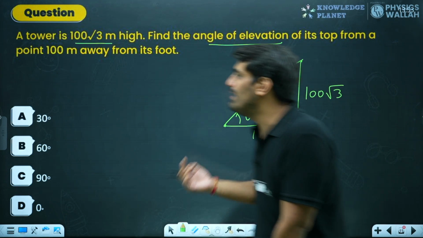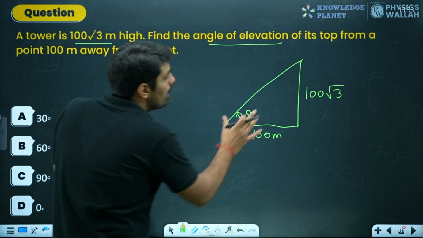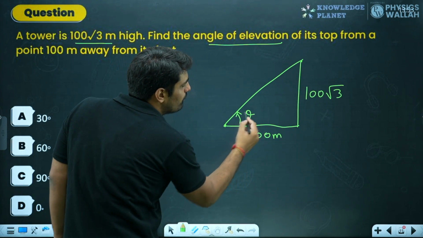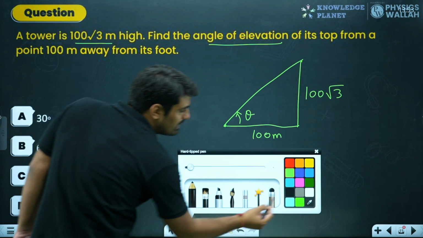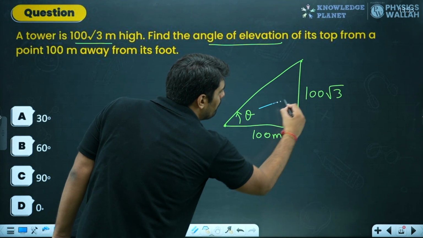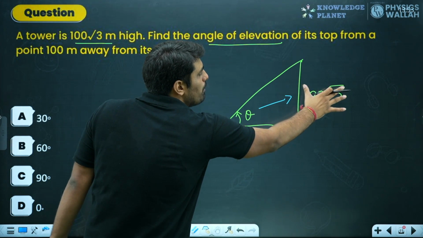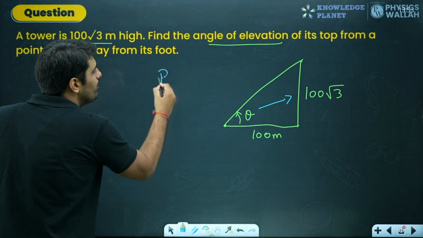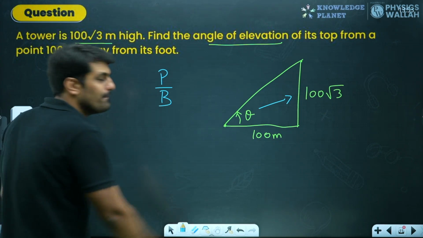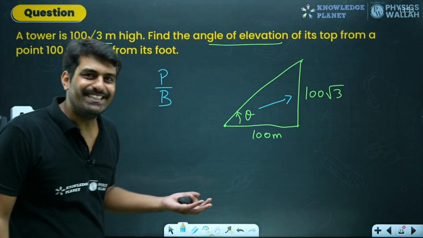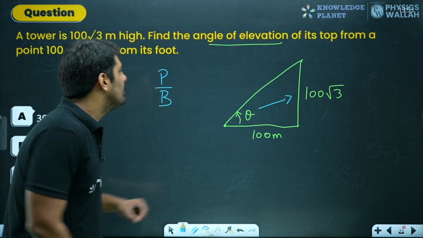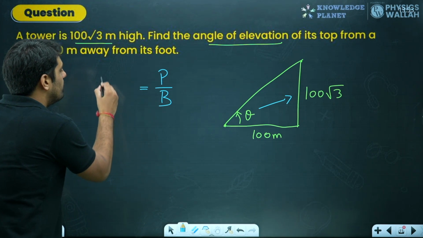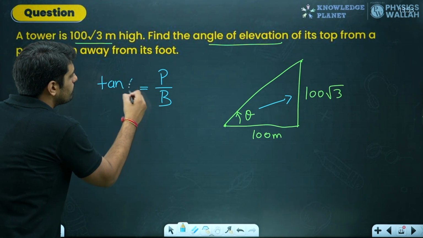Let me make you understand how we can relate. If two sides are given, and this is the angle, for this angle this is the opposite side. So basically this is the perpendicular for me and this is the adjacent side. If you remember, what is perpendicular by base? That is the trigonometry application. Perpendicular by base is called tan theta.